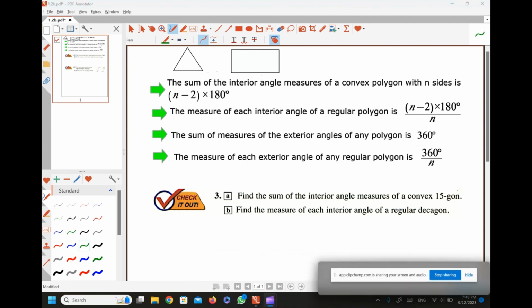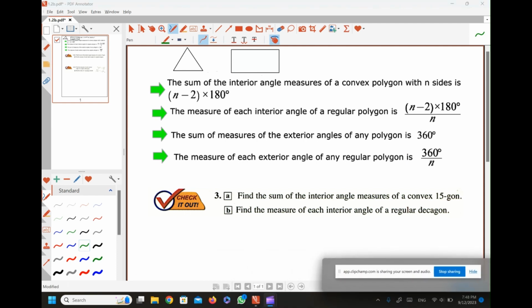Hello everyone. Today's video is about angle theorems of polygons. We have four different theorems about polygon angles. Let's talk about each one of them by solving questions.